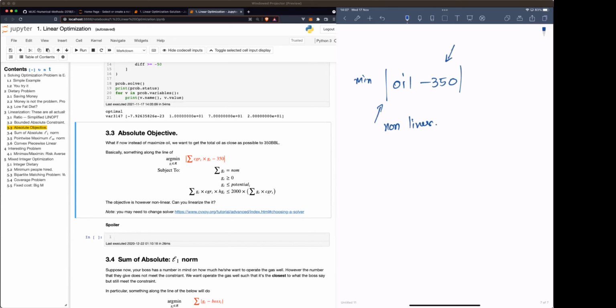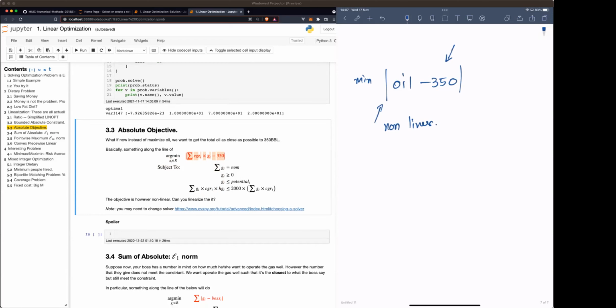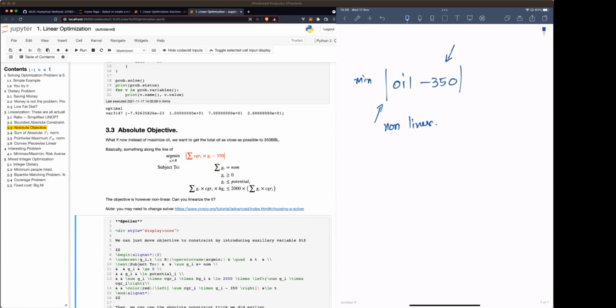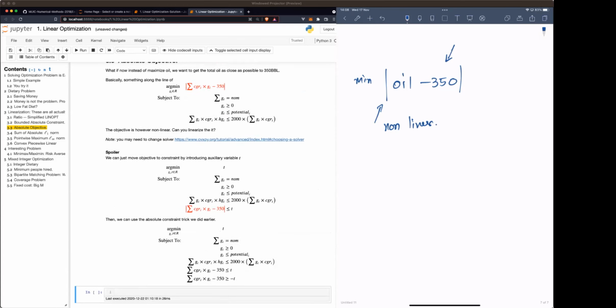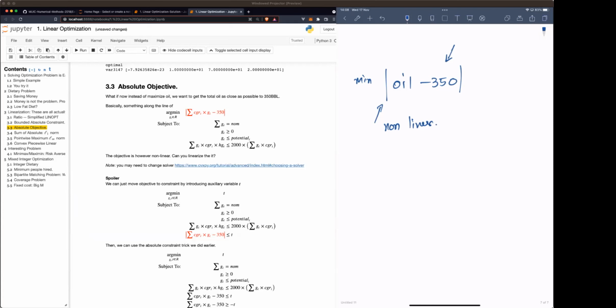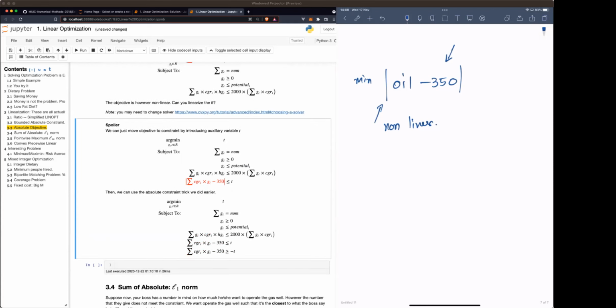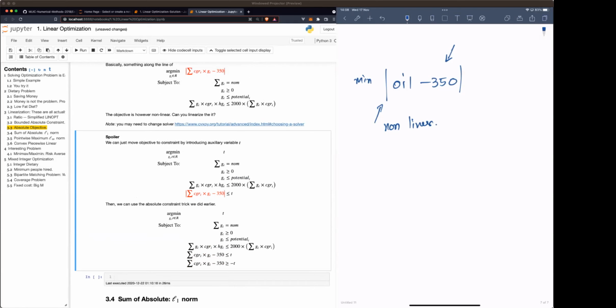I want to show you that absolute of the objective. This is something you will see a lot in machine learning. It is called L1 optimization. It shows up a lot in machine learning as well. Okay, so to do that, you need to do something really clever. You will need to introduce something called an auxiliary variable.